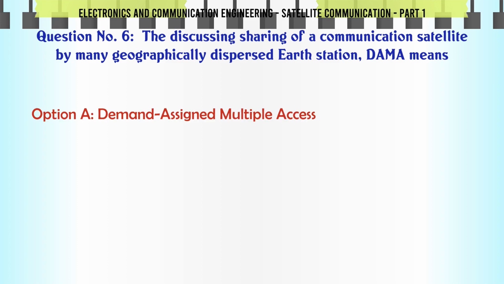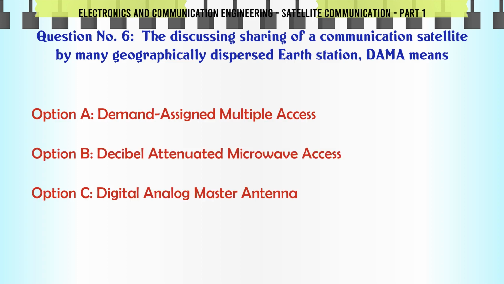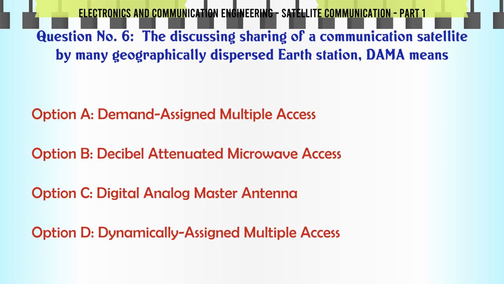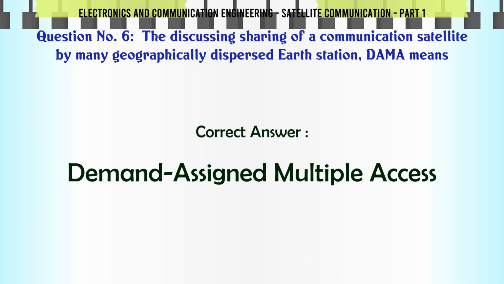Discussing sharing of a communication satellite by many geographically dispersed Earth stations, DAMA means A. Demand assigned multiple access, B. Decibel attenuated microwave access, C. Digital analog master antenna, D. Dynamically assigned multiple access. The correct answer is demand assigned multiple access.